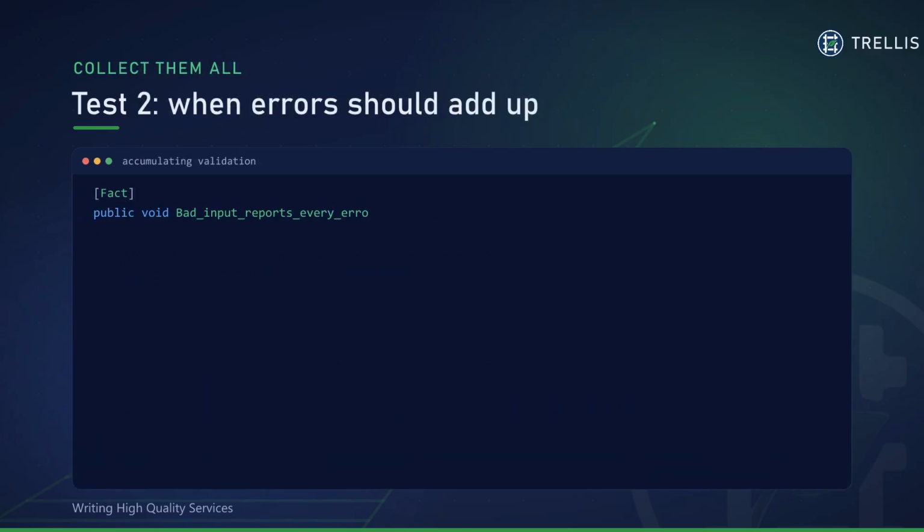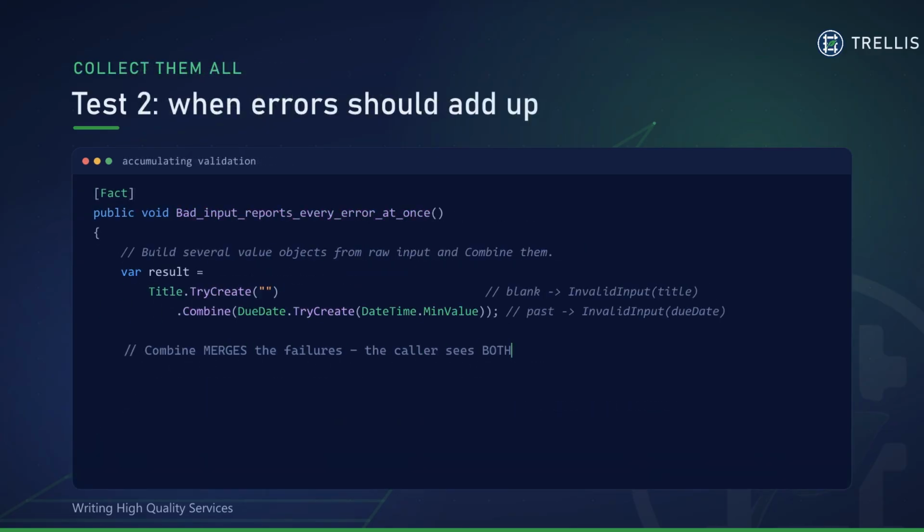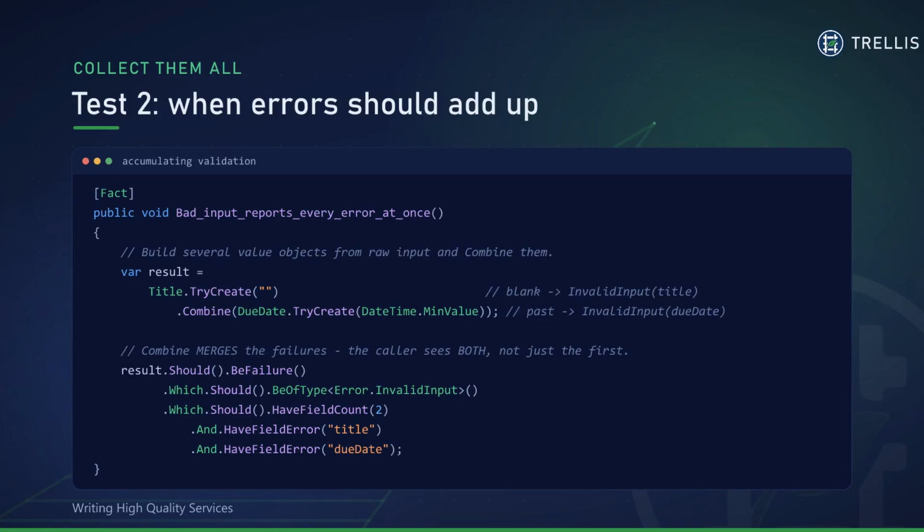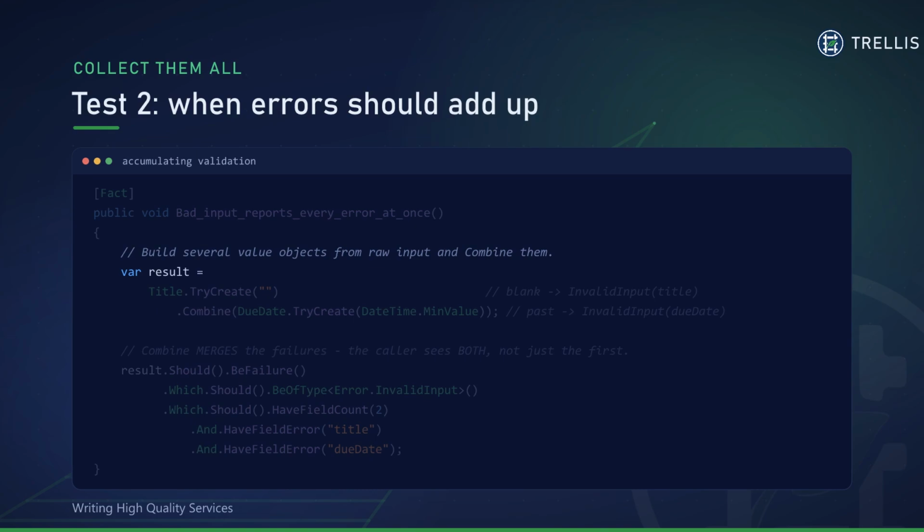But short-circuiting isn't always what you want. When a user submits a form with 3 bad fields, stopping at the first one is rude. You make them fix it, resubmit, and discover the next. So for independent input, you accumulate instead. Combine runs both value object factories and merges their failures into a single invalid input error carrying every field. Here both the title and the due date are bad, and the test proves the caller gets both. A field count of 2, with an error on the title and an error on the due date. Same railway, different mode, and the test nails down which mode this pipeline is in.